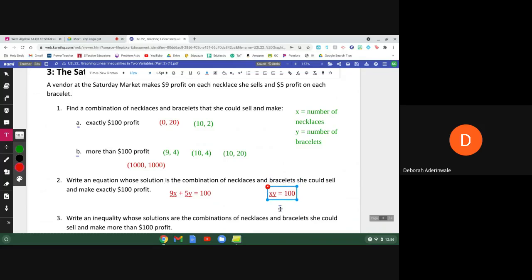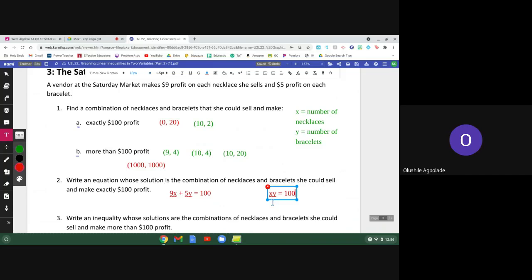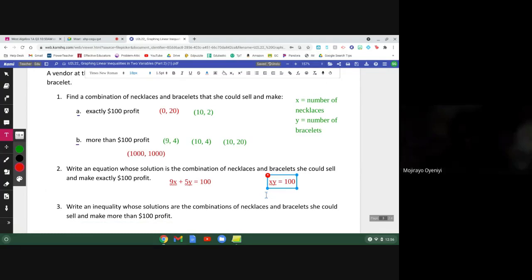Can we write it that way? Let's talk through this one. x plus 20y should be 100. That's why I put it that way. Can we say xy or can we say x plus y? We can say xy equals 100.